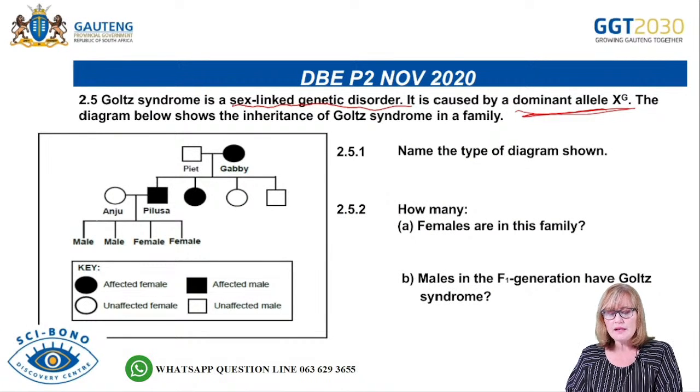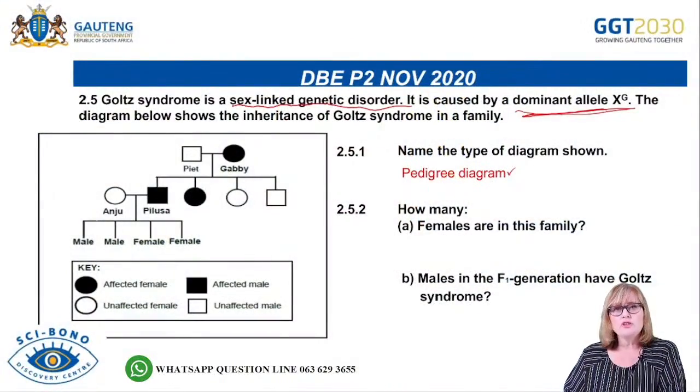Right. Name the type of diagram shown. Is this a difficult question, people? No. Hopefully you will immediately know this question, that this is a pedigree diagram. So easy. Now I want you to count how many females are in this family. Right, I want you quickly to count. I'm going to give you 10 seconds. Quickly count the amount of females in that family.